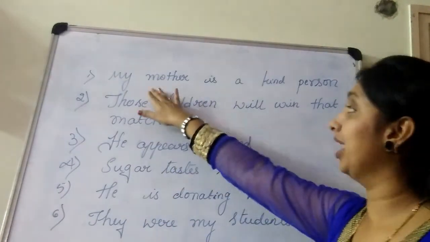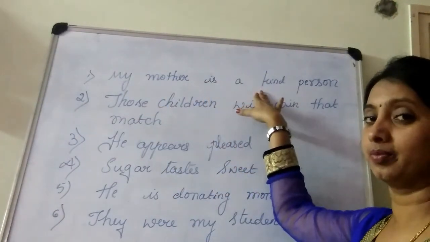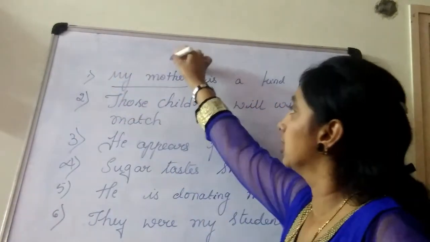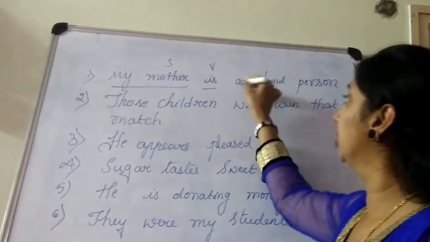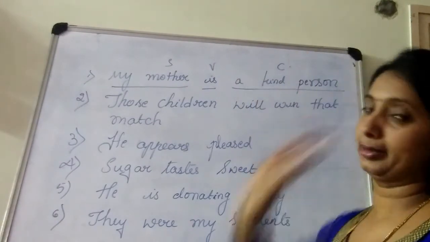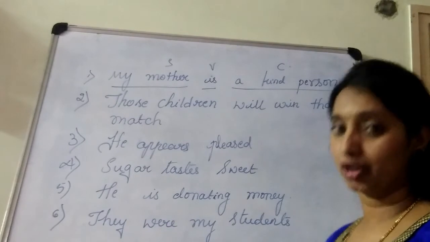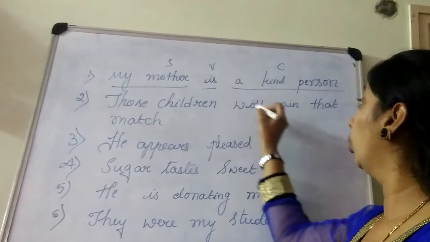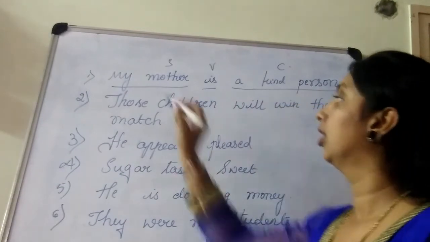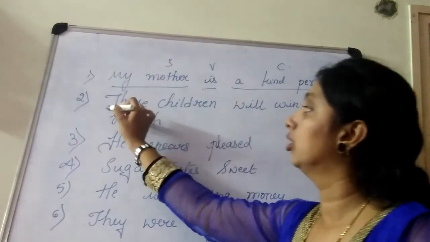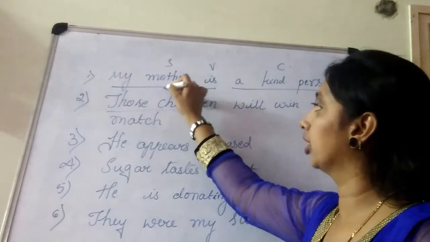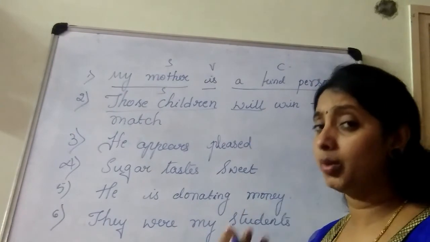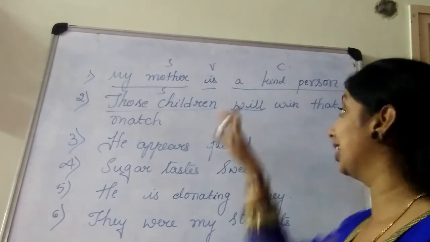First one. My mother is a kind person. What have you written? Subject, verb, complement. Check your answers. Second one. Those children will win that match. As I said, not only children, those children is a subject. Will is a main verb or a helping verb? It's a linking verb, correct?